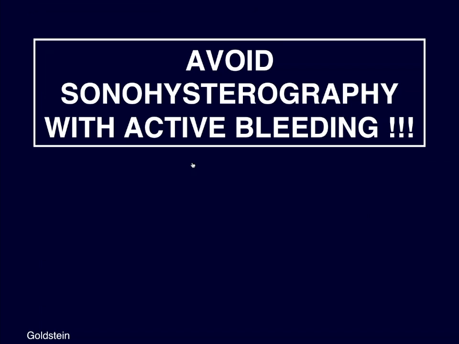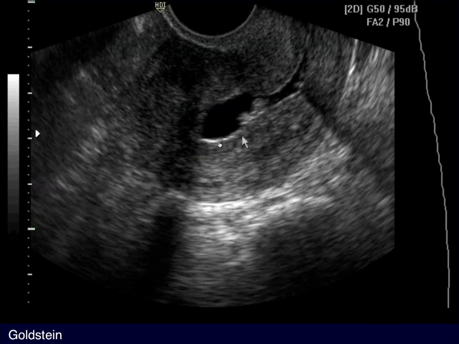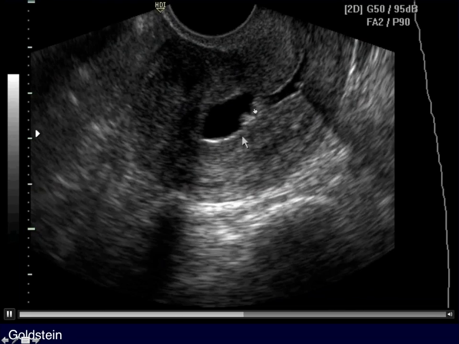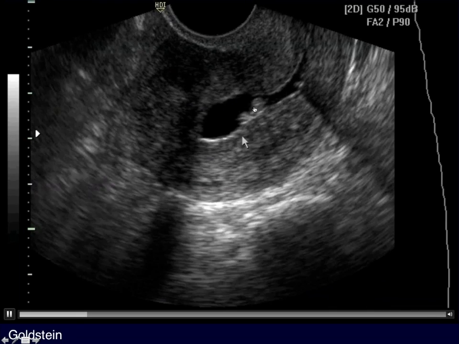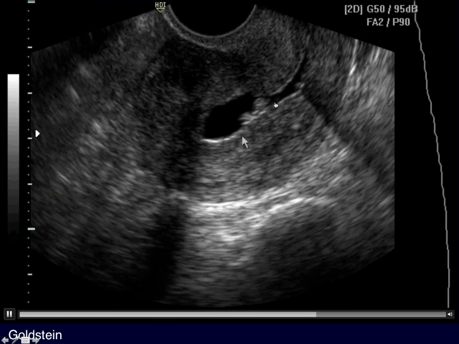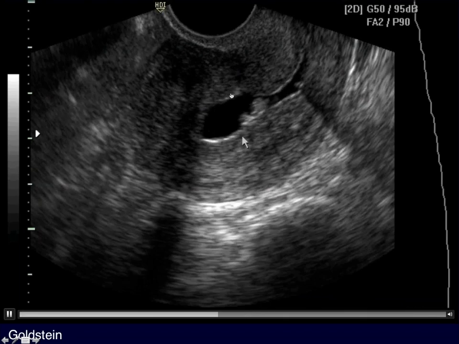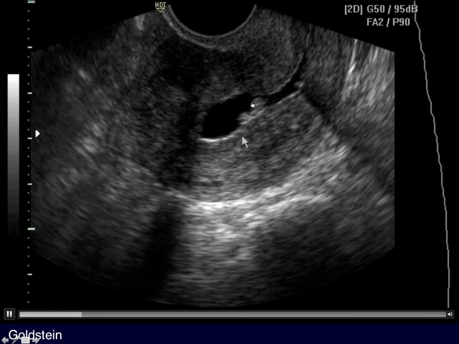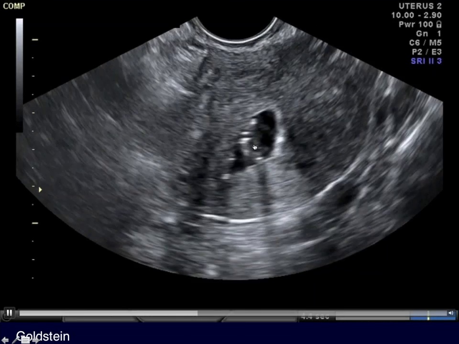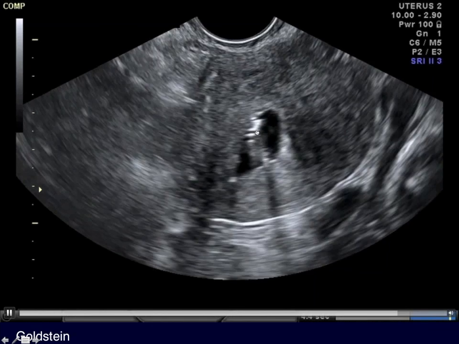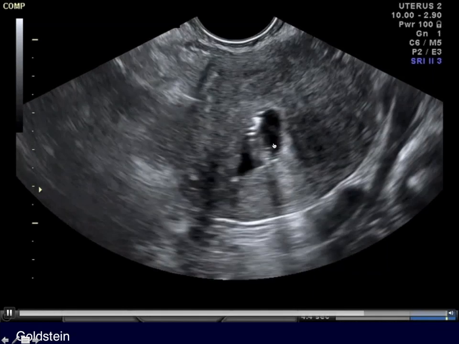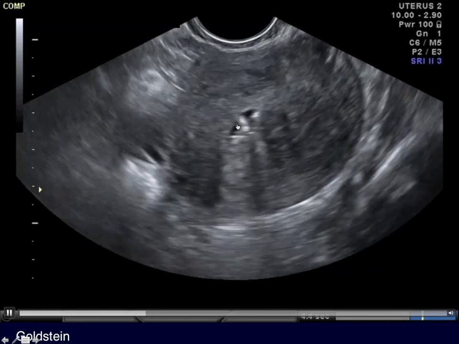You want to avoid sonohysterography with active bleeding. This is a little polyp. I'm sorry, not a polyp. This is a little blood clot, which would be mistaken for a polyp. Look how thin the endometrial lining is on the sonohystogram. And here's just a piece of tissue that hasn't really worked its way out yet. Or another example of just some debris and blood or clot, which is not totally gone yet. You see the endometrium surrounding the fluid is in fact nice and thin.